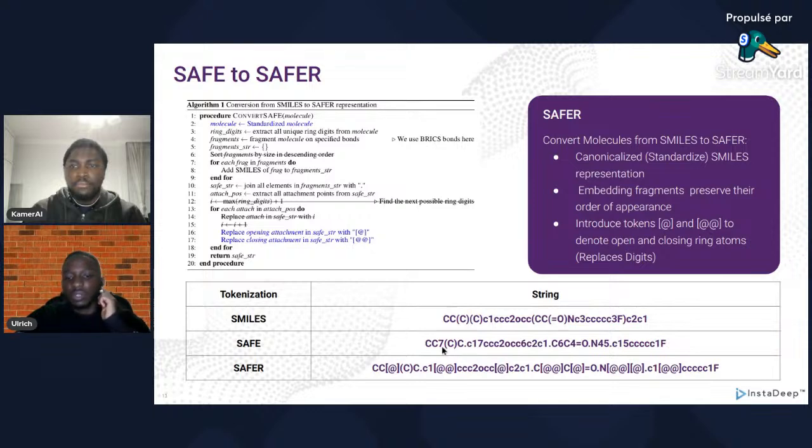And then we don't sort the fragments differently. In the SAFE representation, they decided to sort the fragments based on the weight of the different fragments, but that doesn't really affect anything. So you could just preserve the order. In this case, we preserve the order to ensure that the next token should be linked to the previous one.